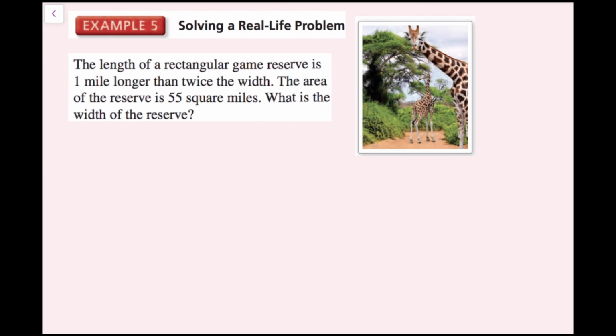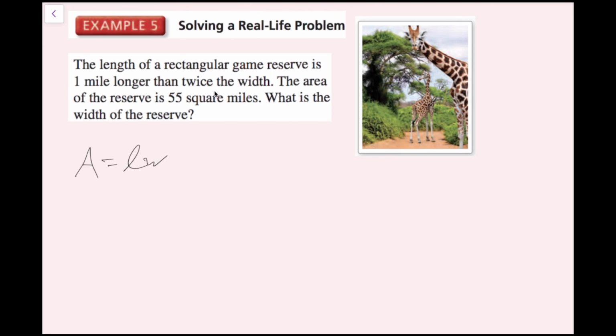For example 5, the length of a rectangular game reserve is 1 mile longer than twice the width. The area of the reserve is 55 square miles. What is the width of the reserve? Anyway, we know the area of a rectangle is area equals length times width. And if we look right here, we know that the length is 1 mile longer than twice the width.